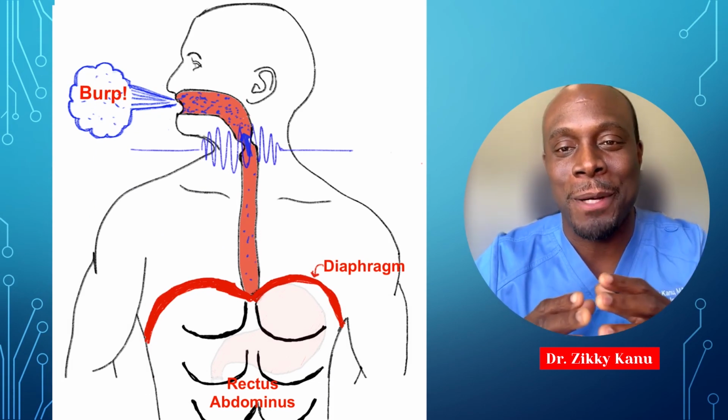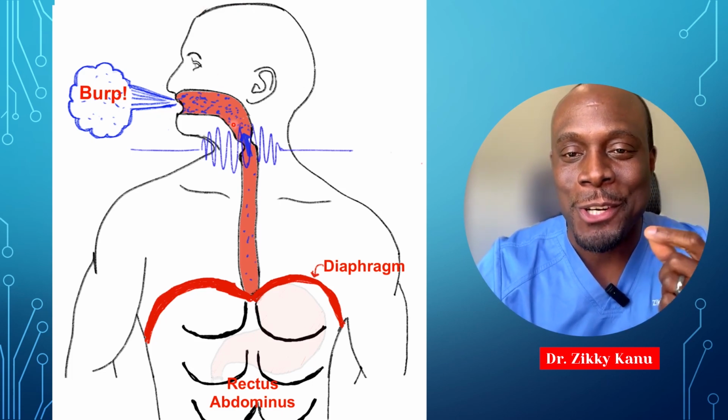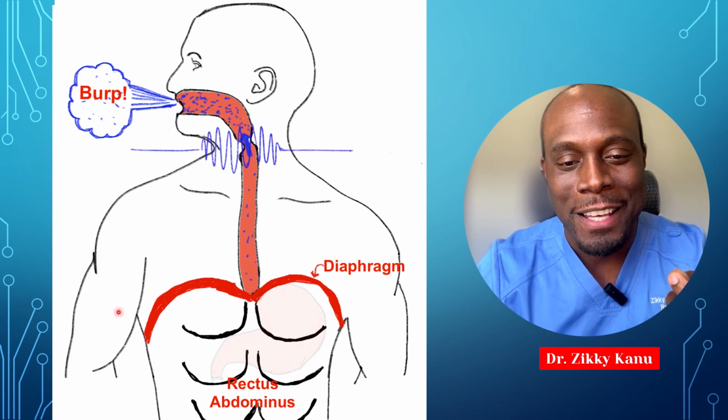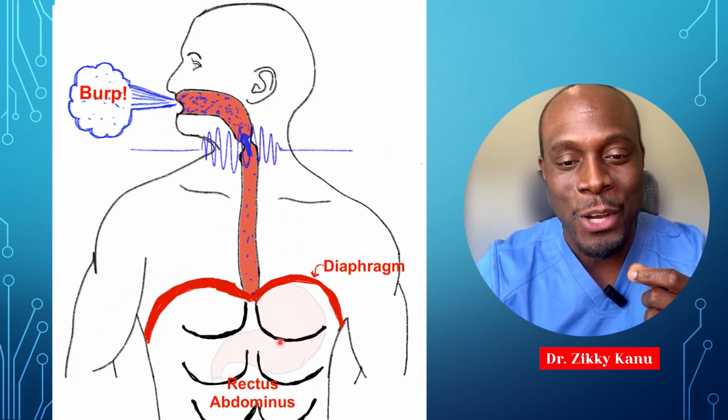The loudness of your burp depends on three factors. 1. How hard you squeeze your diaphragm. The diaphragm is a thin muscle. It's drawn in red right here. It's a thin muscle that helps you breathe. It also separates your lungs from your abdomen.